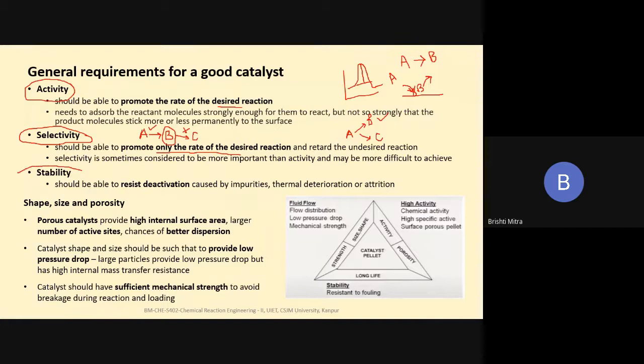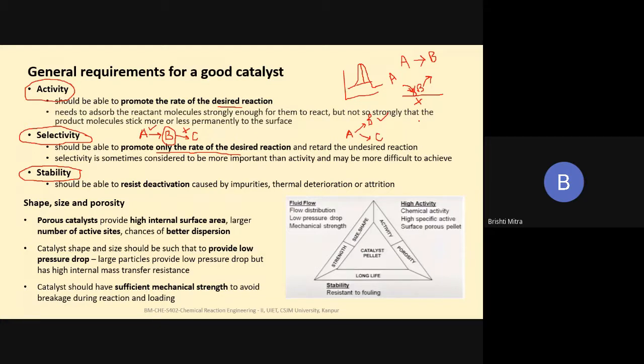Then comes the term stability. I told you what happens during a heterogeneously catalyzed chemical reaction: say, for example, A gets adsorbed on the active site and forms some sort of a complex A·X. Then it reacts to form B, which becomes B·X. Then B gets released from the surface and we get back our original X site. This should happen every time the reaction is happening. So a catalyst should be able to go on forever and ever, meaning it should have an infinite life.